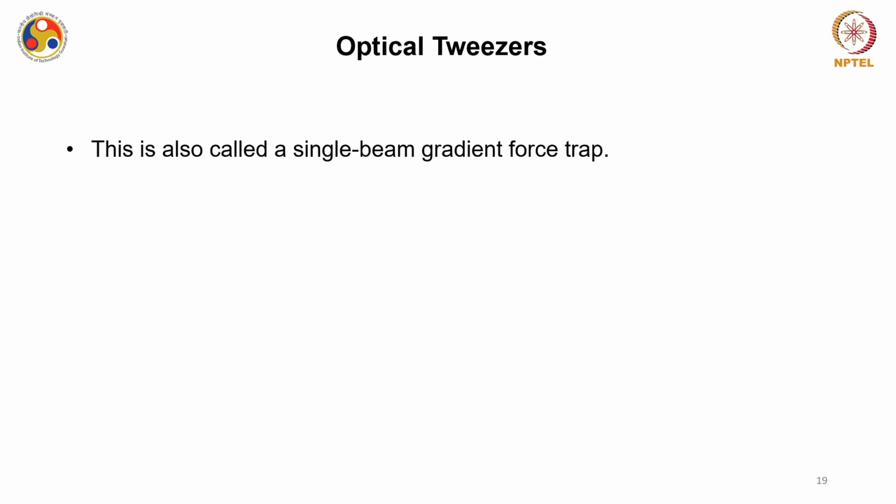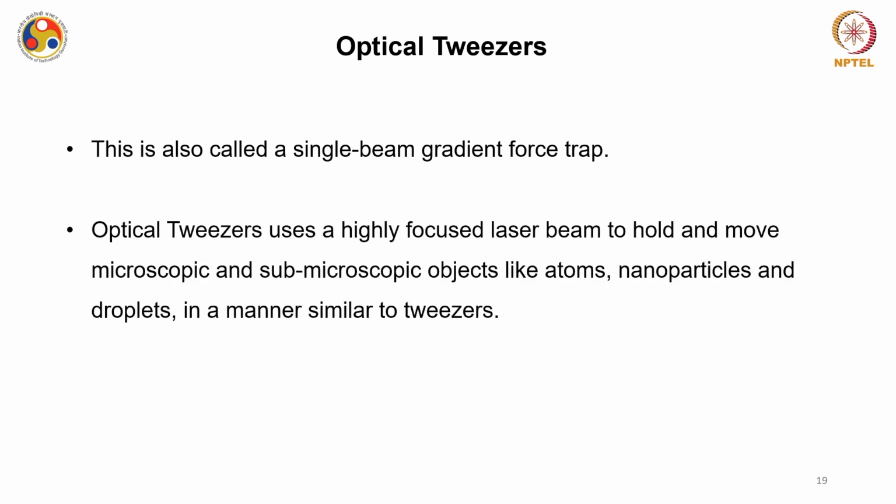Then the fourth kind of optical force sensors are optical tweezers. These optical tweezers are also called single beam gradient force traps. These optical tweezers use a highly focused laser beam to hold and move microscopic and submicroscopic objects like atoms, nanoparticles and droplets in a manner very similar to tweezers.